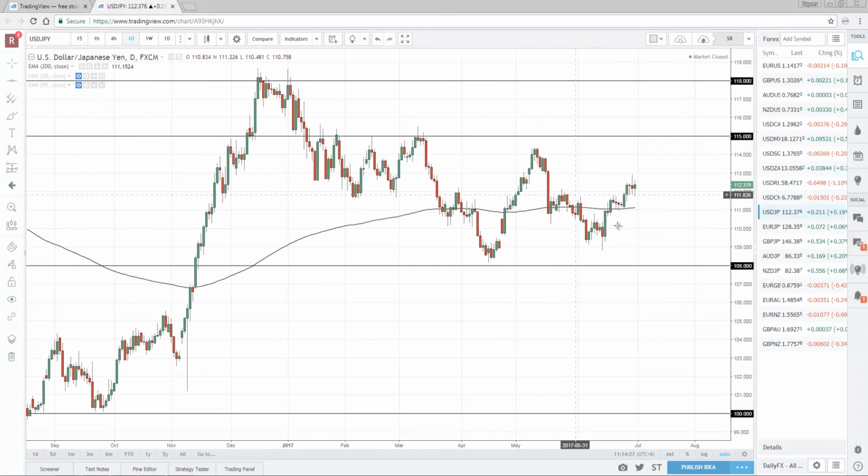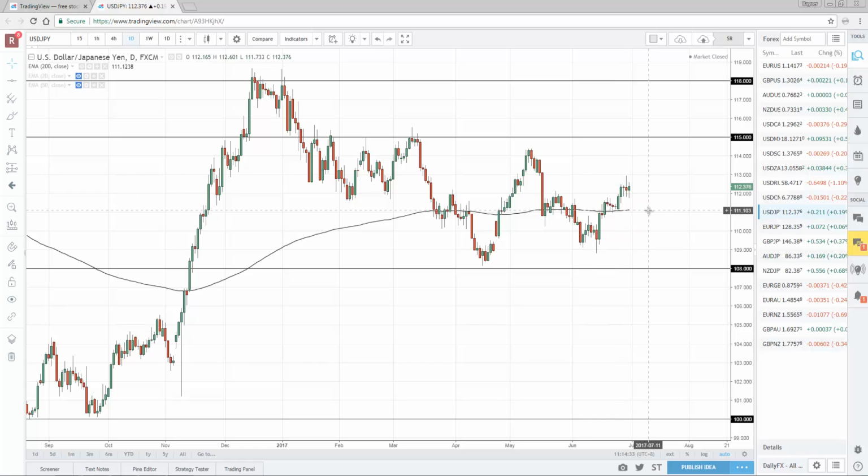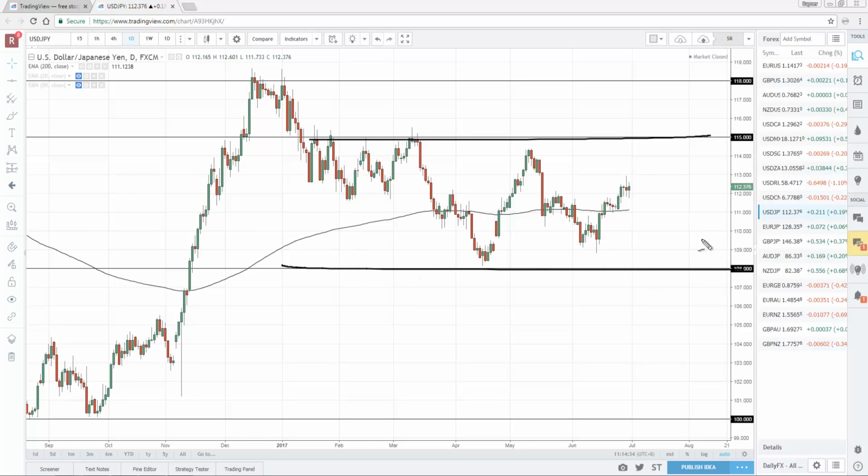Dollar yen, price is above the 200 period moving average, but I'm not looking to trade this market at this point in time because it's looking lackluster. It's pretty much still in a range. You can see that, contained between the 115 level and the 108 level. To me, I find that there are better markets to trade, and dollar yen just isn't one of them. But this is the price action of it right now.